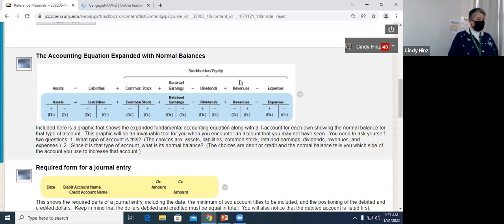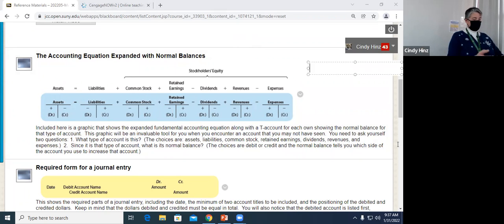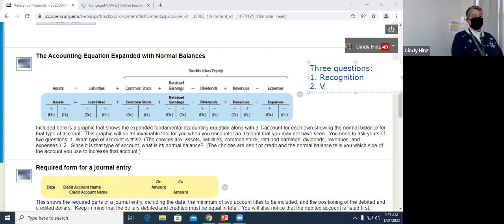Remember, I gave you last class those 3 terms, and I'll put those on the screen again to remind you. The 3 questions that need to be answered are recognition, what date do we put on it? Valuation, what's the dollar amount? And classification, what are the 2 or more accounts that are going to be impacted by this transaction? Now we know that once we identify those accounts, we'll be able to record the dollar amounts on the debit or the credit side, depending on whether those accounts are being increased or decreased by this transaction.